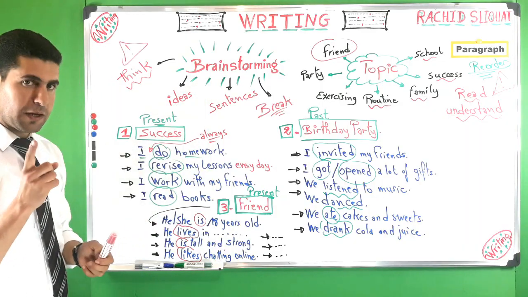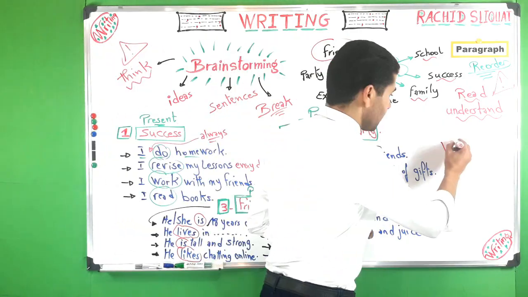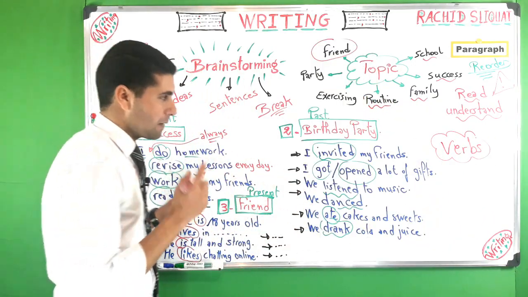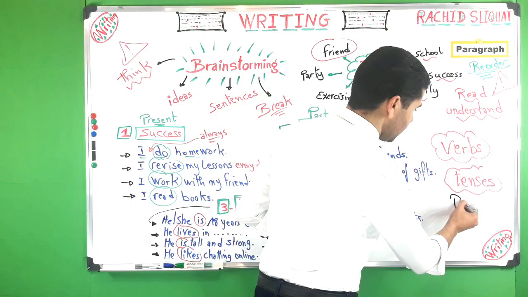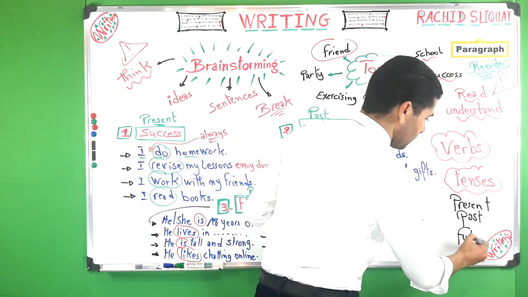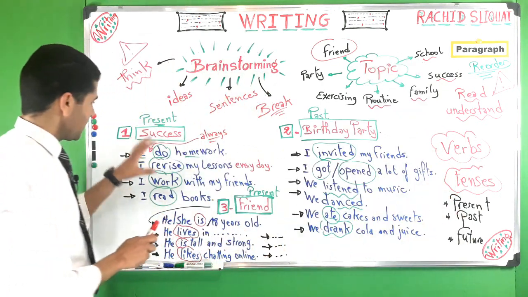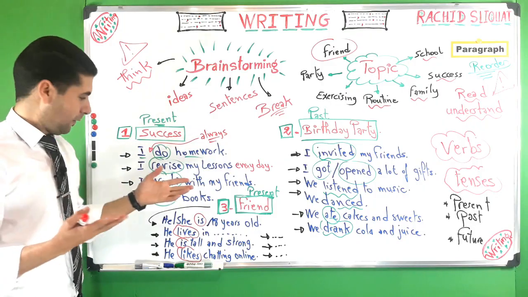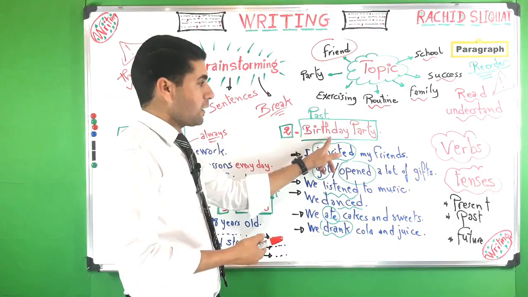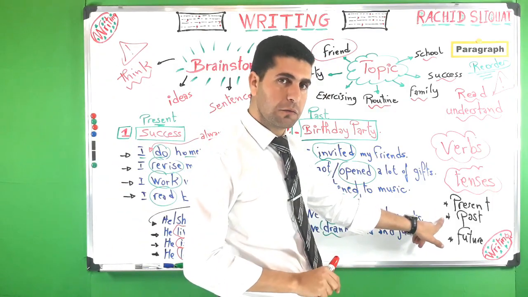The most important thing that you have to pay attention to is verbs, okay. And when I talk about verbs here, I mean the tense, okay. Is it something related to present or past or future? So this is a very important thing to remember. For example, here we are talking about success. That has to do with present. You talk about your friend in present. But if you talk about your birthday party you had, that will be the past, okay.